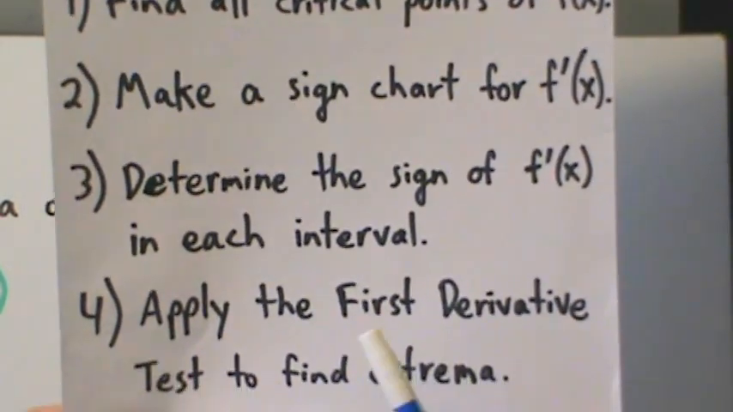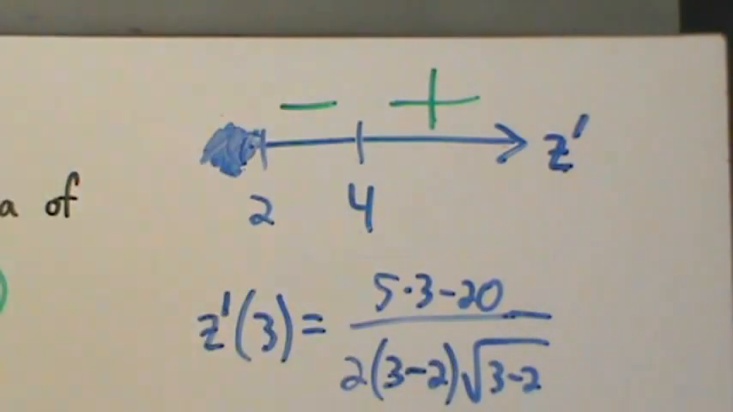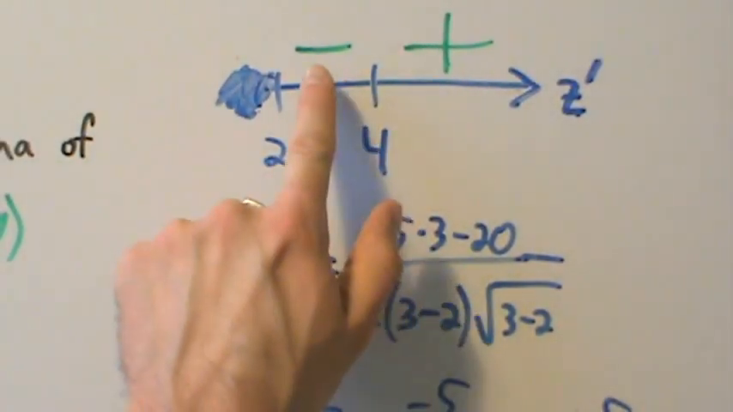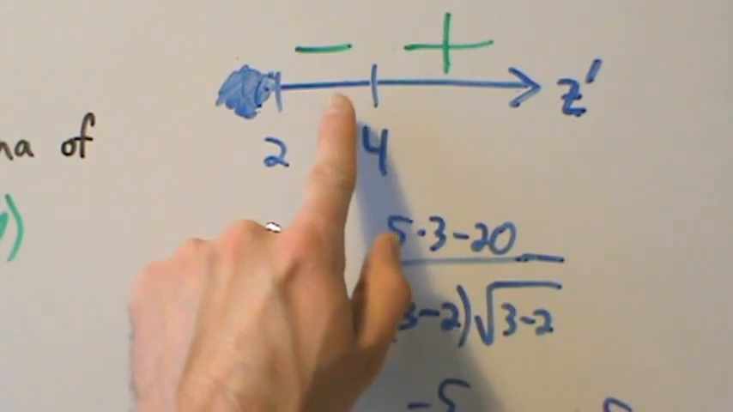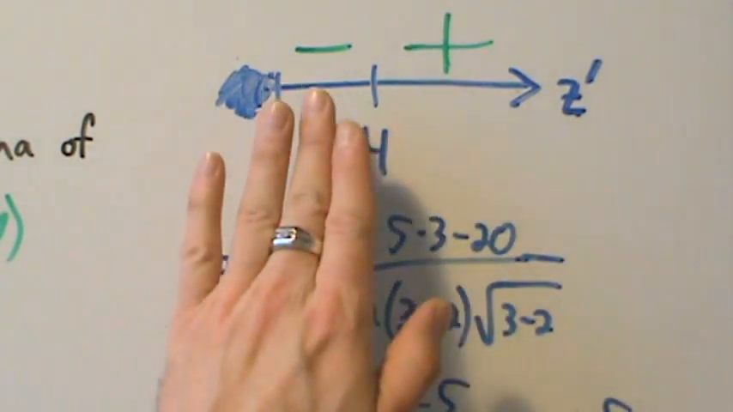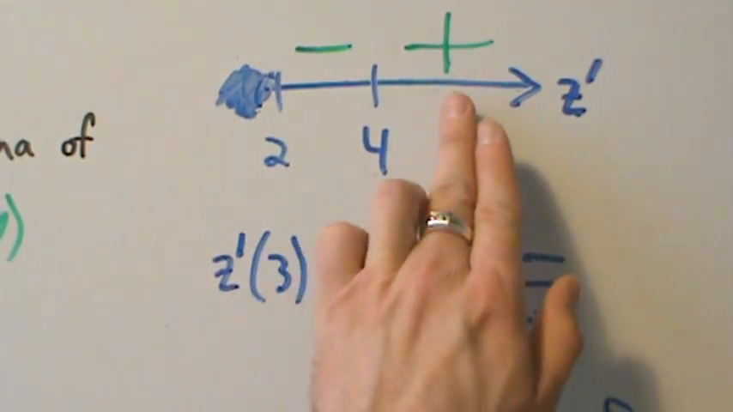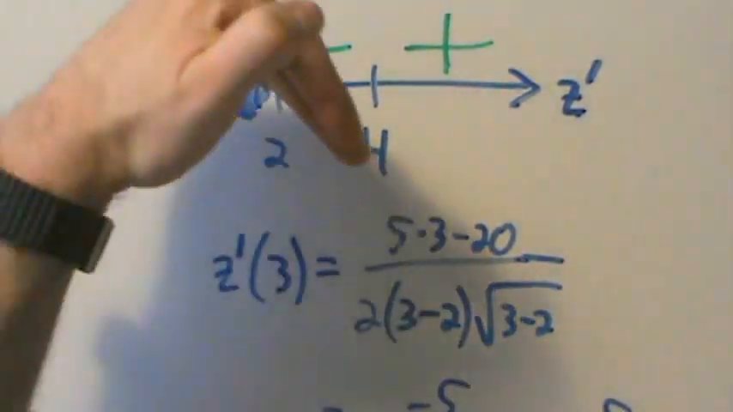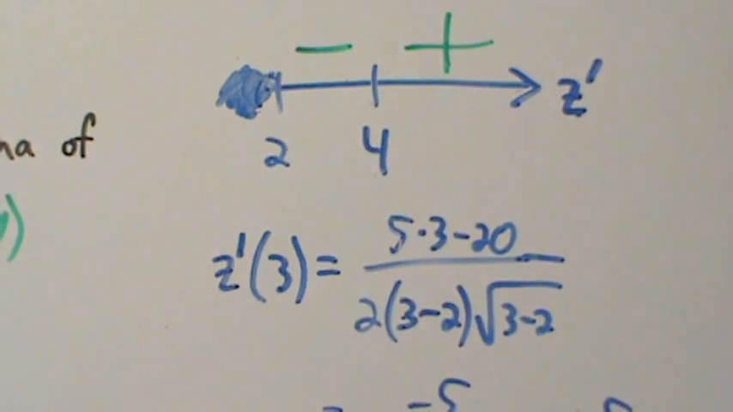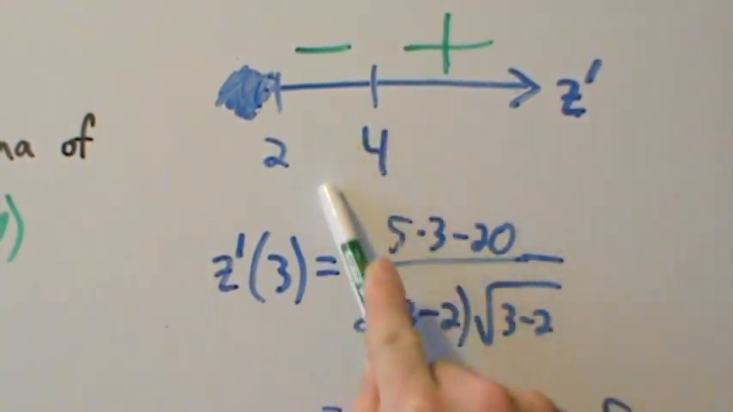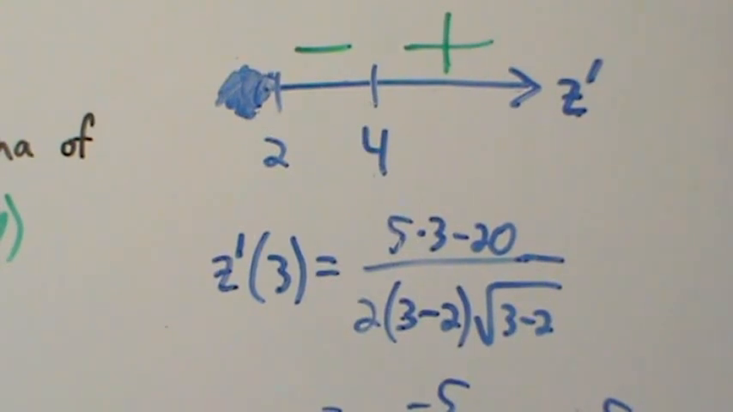Okay, now step 4 is apply the first derivative test to find extrema. So first derivative test, we apply that, we see, okay, Z primed is negative, so that means Z is decreasing. Negative derivative means decreasing function. Positive derivative means increasing function. So Z primed is positive means Z is increasing. So decreasing function, increasing function. First derivative test tells us we have a local min right here at W equals 4. So that's where it happens.